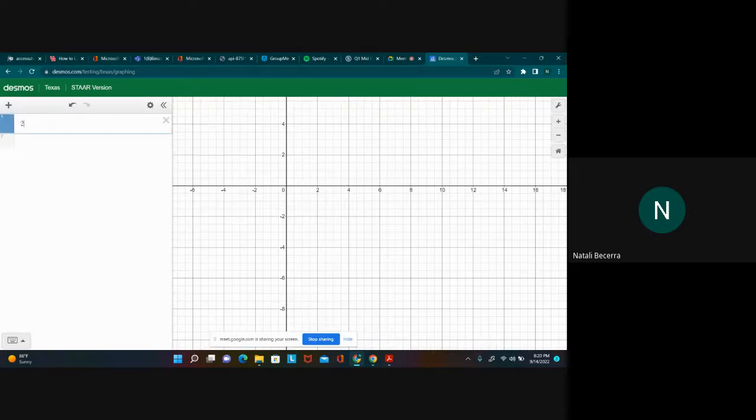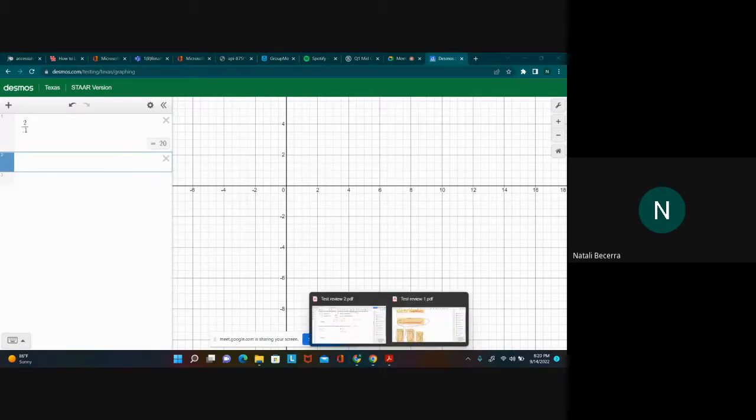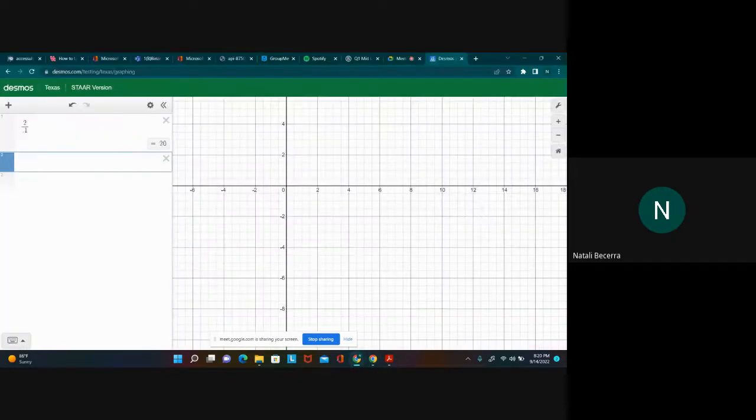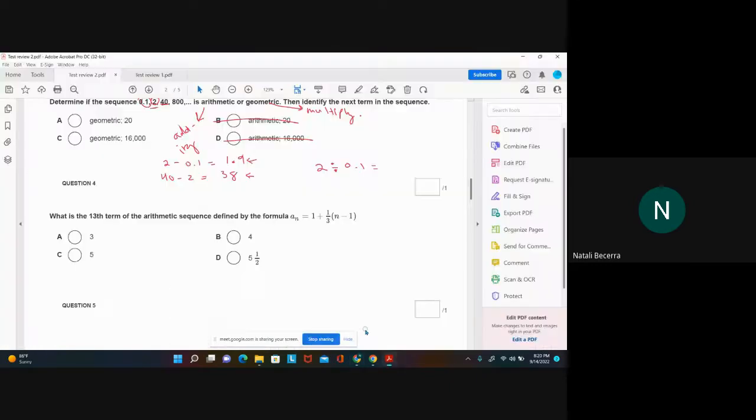2 divided by 0.1, I get 20. The next one, now I should get 20 again, right? The next one, I'm going to do 40 divided by 2. So let's see. 40 divided by 2, I get 20 again. That's what I want, right? That's my pattern right there. That means that every single time I'm multiplying 20.